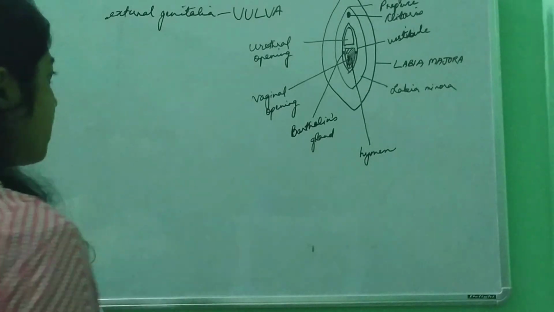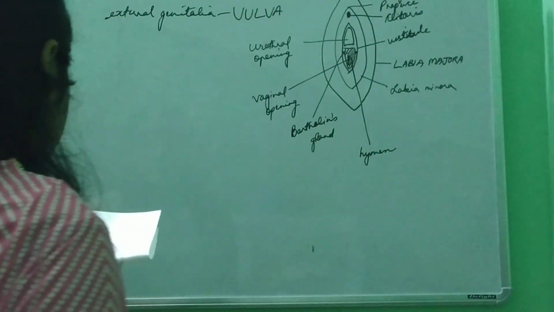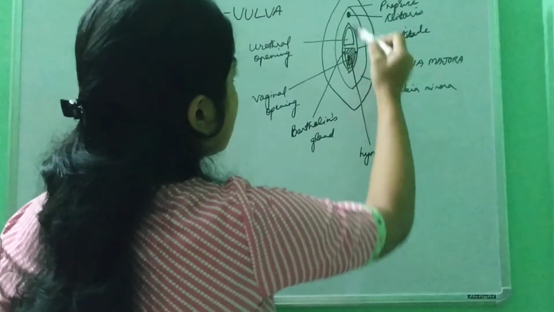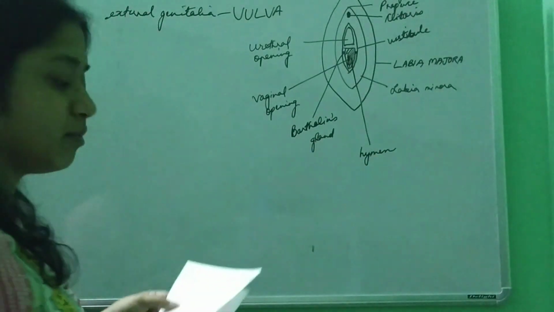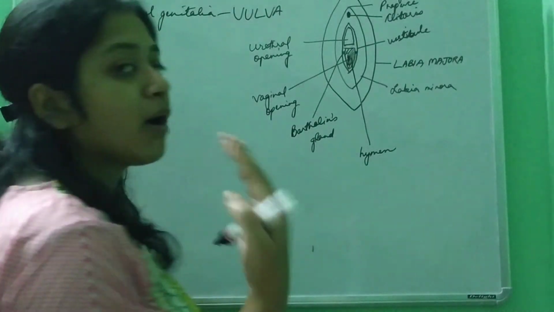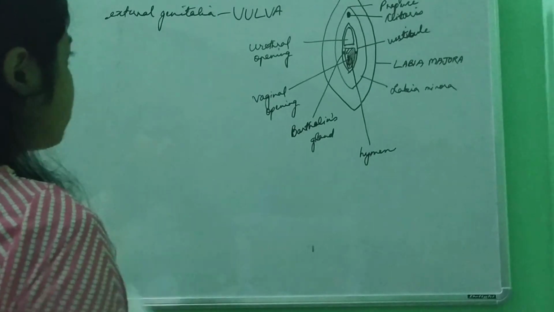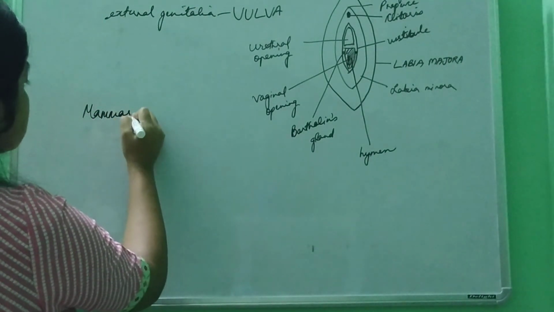Here what you have to remember is this clitoris is homologous to penis in males. Labia majora, the outer part, is homologous to scrotum in males. Then Bartholin's gland is homologous to Cowper's gland in males. Then along with this, the next part is mammary glands.